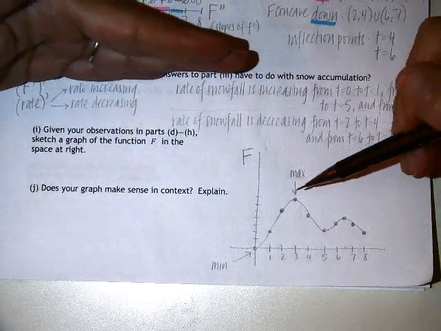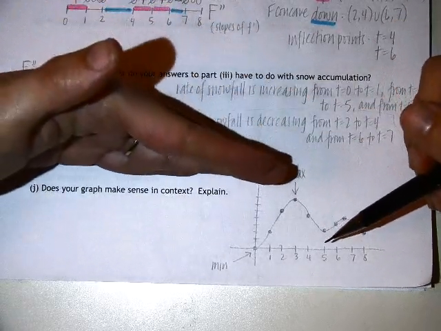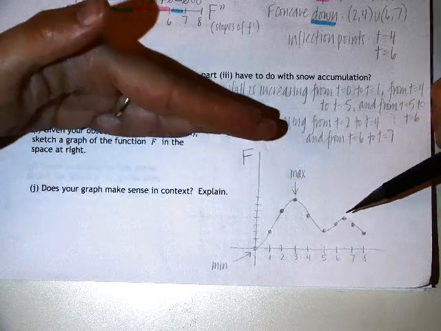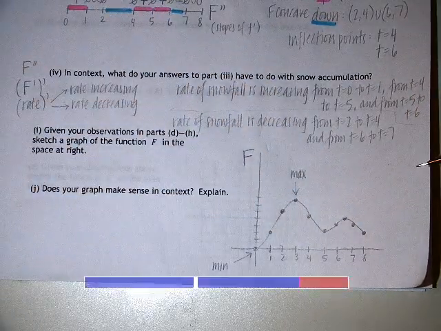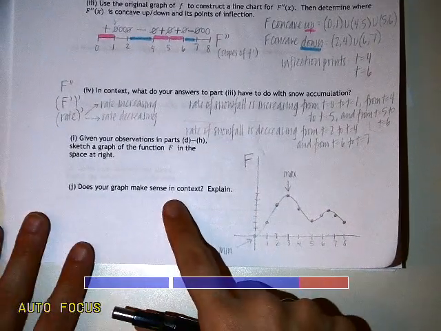Then the snow started melting. I was watching the pile get smaller. Then the snowfall got bigger again. Then the snowfall got smaller again. That's exactly what we said on the previous page. So it does make sense in context.